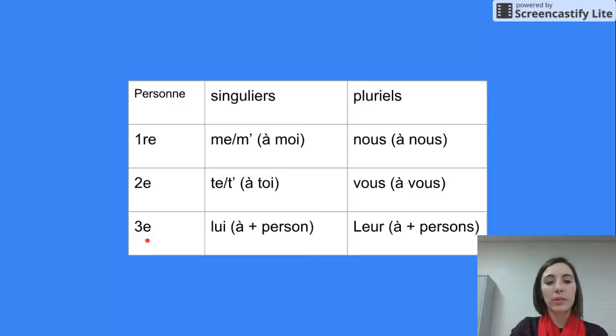In our third person, we have lui as our singular, which will be à plus a single person. So if we're saying he speaks to Mathieu, il lui parle, he speaks to him. That's replacing that à Mathieu, the person. And then leur will be à plus persons. So if we're saying he speaks to Mathieu et Caroline, il parle à Mathieu et Caroline, il leur parle. He speaks to them.